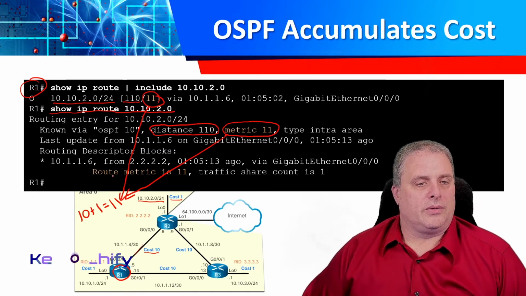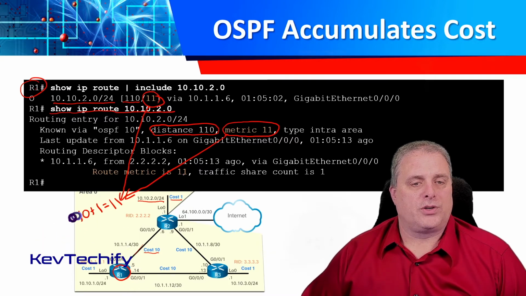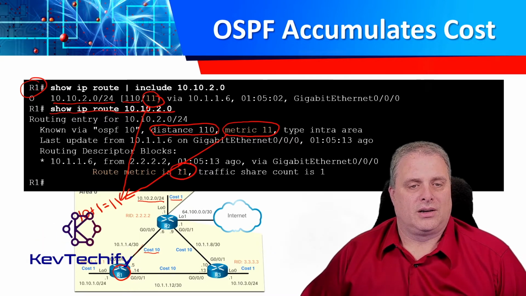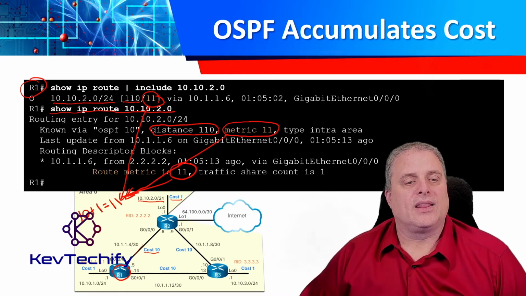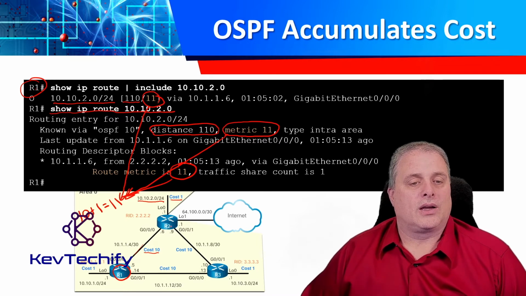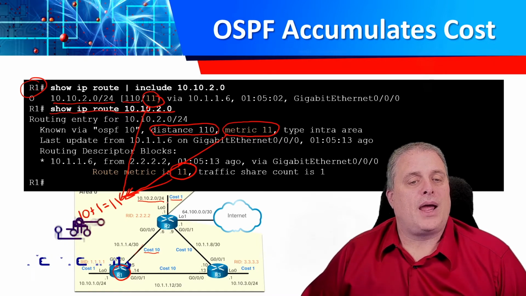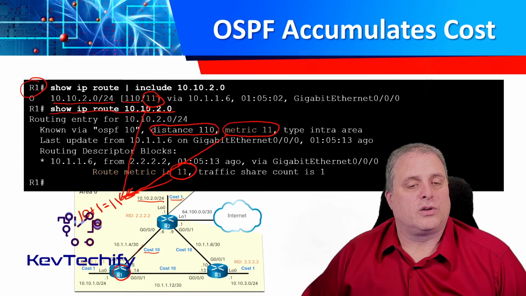Down here, we also see again that we have the route metric is 11. That is that cumulative cost a third time. That's where that 11 comes from: the cost of the network from R1 to R2, and then the cost to get onto that loopback 0 network, a cost of 1.